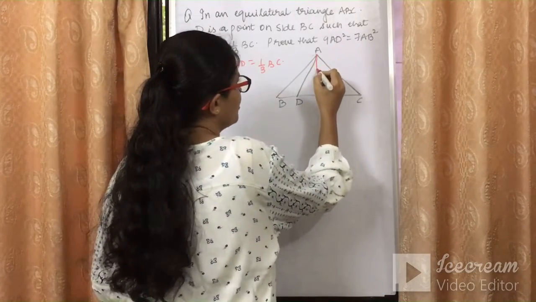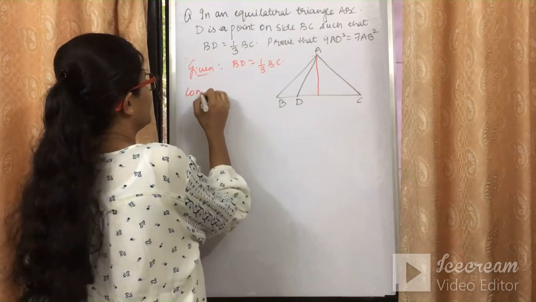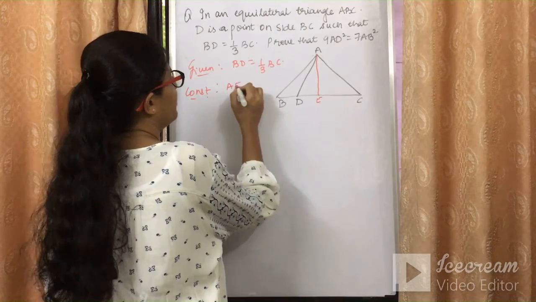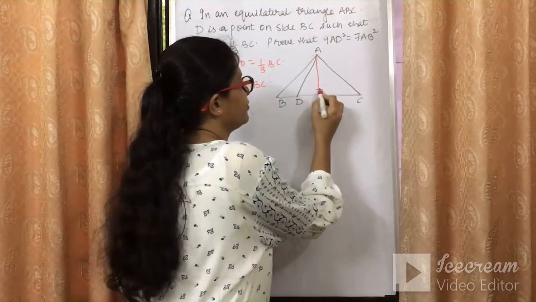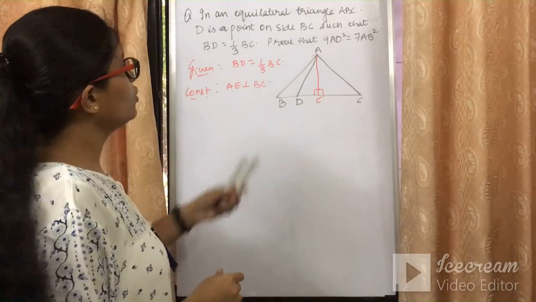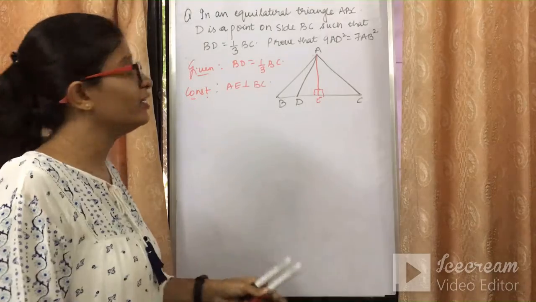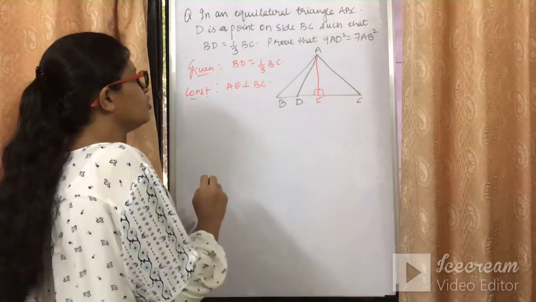So first of all, हमको एक construction करना पड़ेगा. So construction करना पड़ेगा, that is, if this is E, AE perpendicular to BC, we need to construct it so that this will be 90 degree. Fine. We need to prove 9AD square is equals to 7AB square. तो हमारा final relation कौन सी साइड में चाहिए? AD and AB के साइड में चाहिए. So let's have a look here.